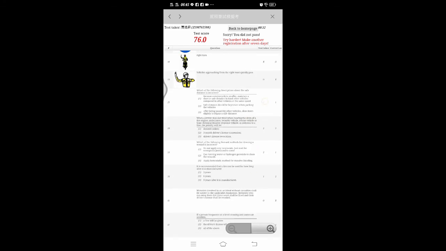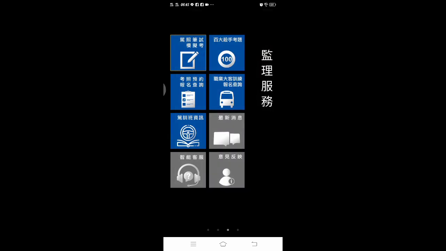Yung isa nasa taste taker. Screenshot nyo lang. Then, pwede na kayo umulit. Again. Hanggang dito na lang. Pag gusto niyo nang kumuha ng license, ready na kayo. Pwede kayo magpa-medical muna. Bago magpunta sa DMV. Ayun yung LTO dito.